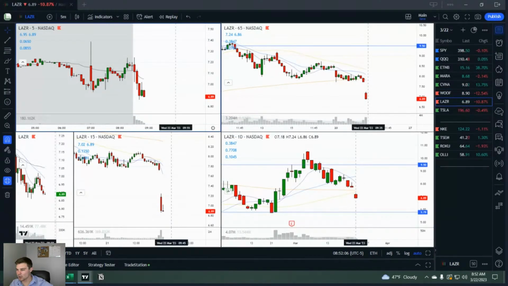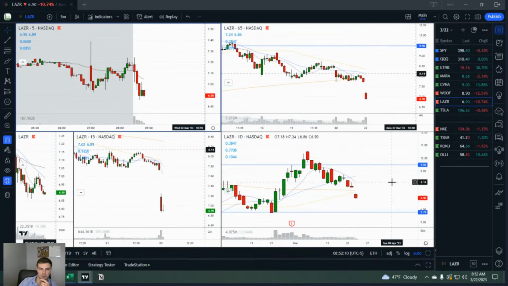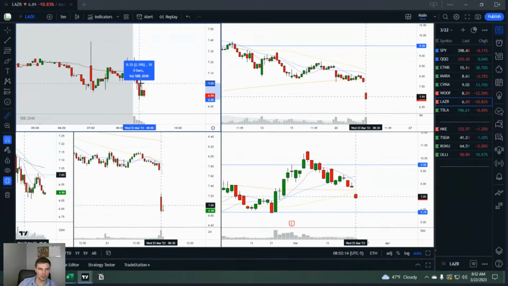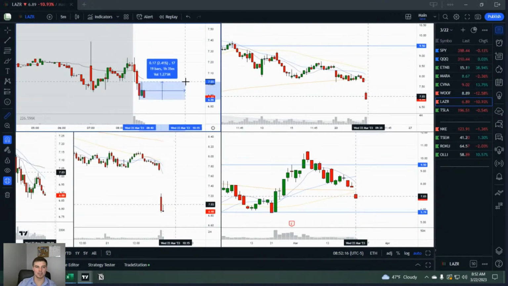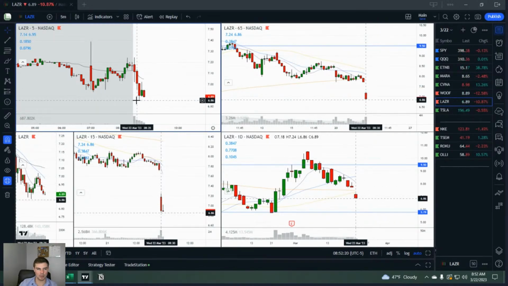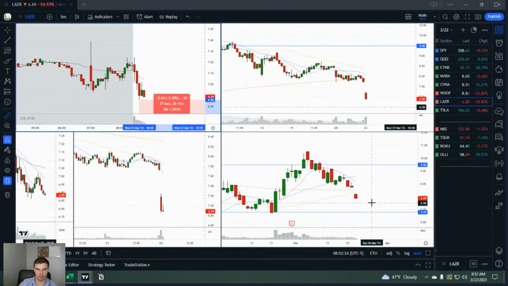Guys, watch LAZR still. This is really the only stock that I'm kind of interested in. LAZR short. Right now it would be about a 16-cent stop. So pretty good stop loss actually. We're gonna need about 650 for full 2R.